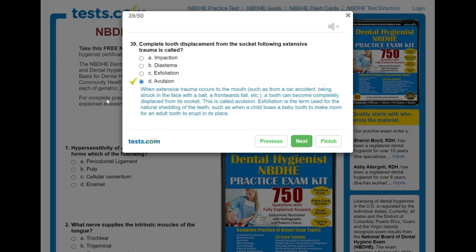D. Avulsion. When extensive trauma occurs to the mouth, such as from a car accident, being struck in the face with a ball, a frontwards fall, etc., a tooth can become completely displaced from its socket. This is called avulsion. Exfoliation is the term used for the natural shedding of the teeth, such as when a child loses a baby tooth to make room for an adult tooth to erupt in its place.